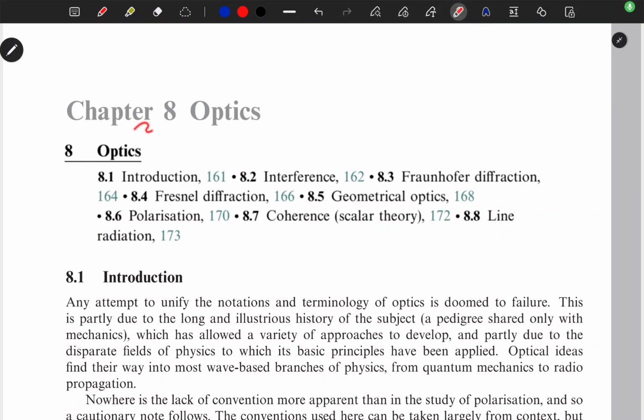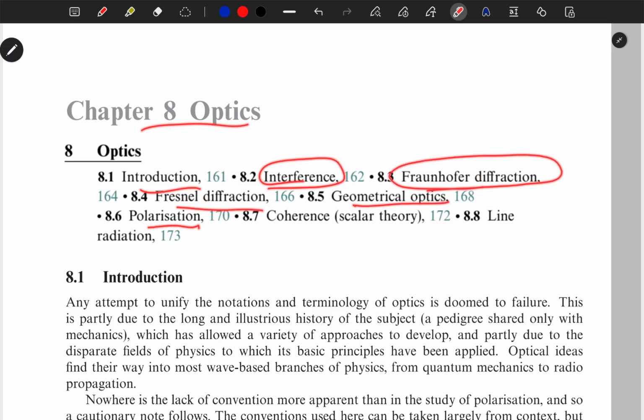Study optics here. First we will give interference, then Fraunhofer diffraction, Fresnel diffraction, geometrical optics, polarization, coherence, and the line radiation.